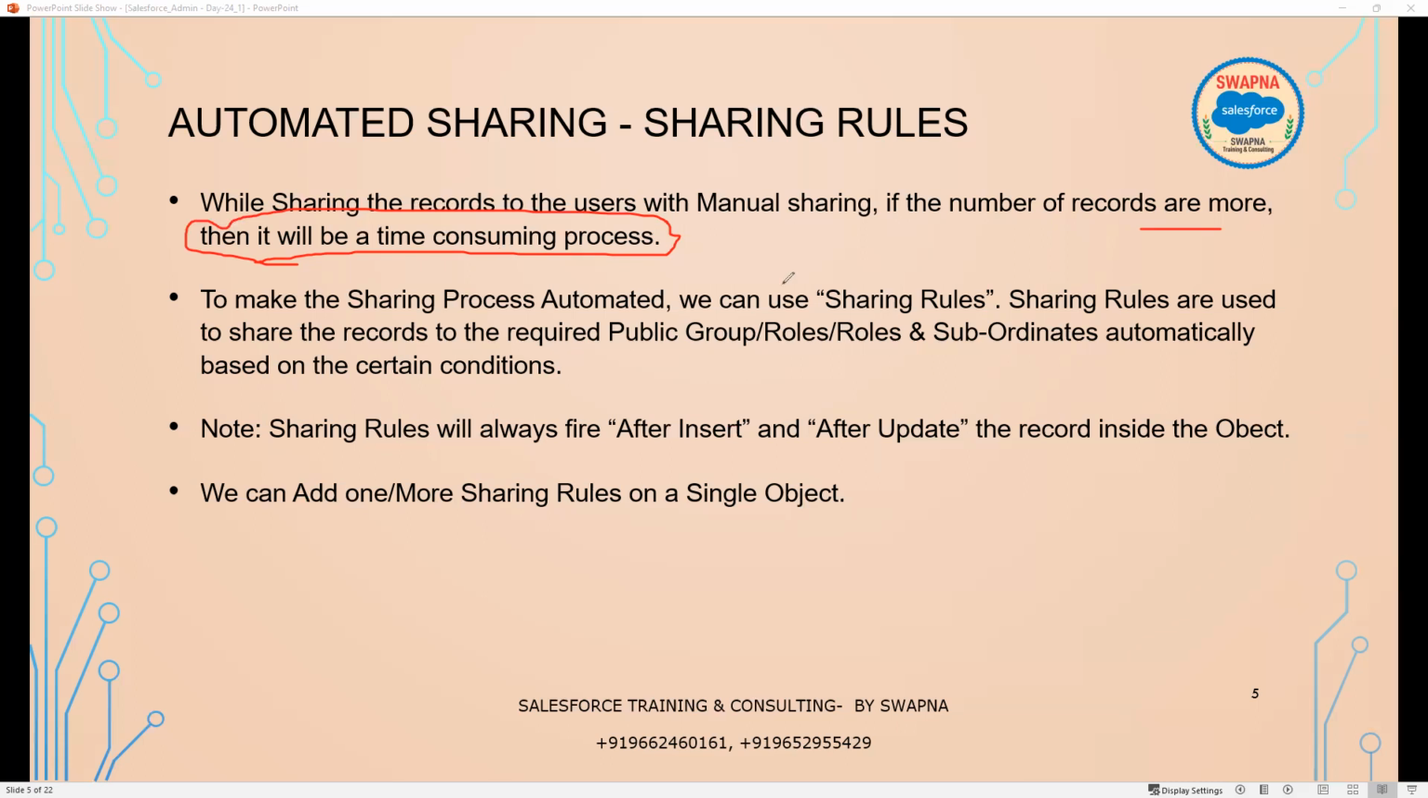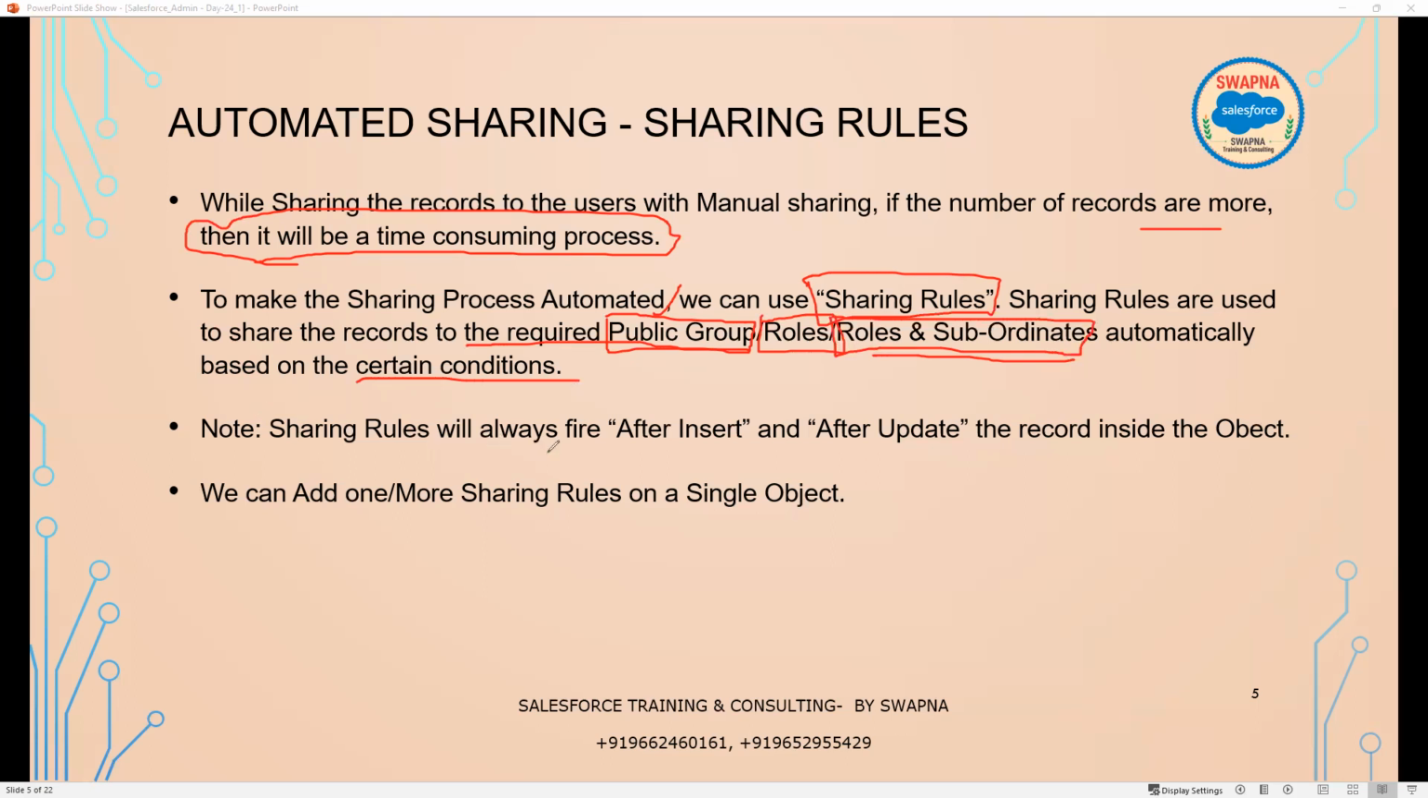Right? To make a sharing process automated, we can use the sharing rule concept. The sharing rules are used to share the records to the required public groups, roles, and subordinates. We know the public group. You can share the record with the public group, with the roles, with roles and subordinates, automatically based on certain conditions.